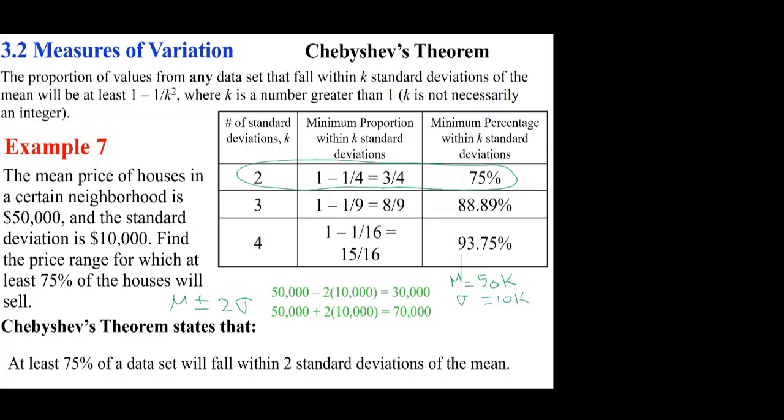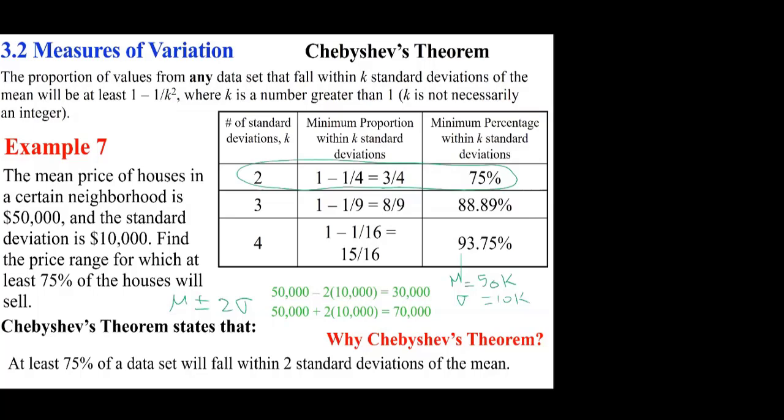What we need to know now is why Chebyshev's theorem? Oh, I was just going to say it's because it's asking to find the price range for at least 75% of the houses that will sell. So we want to know a certain percentage of the range that we have. So we need to be able to find the values that will be within that 75%. So that's why we use Chebyshev's theorem.